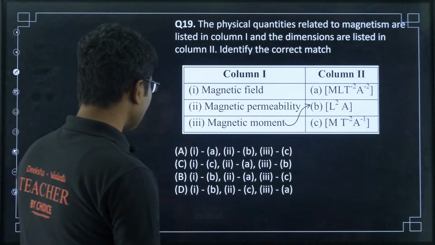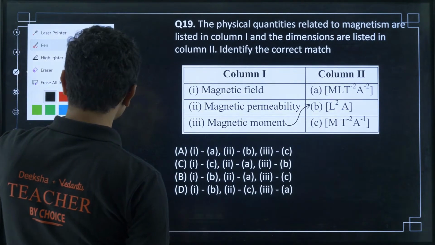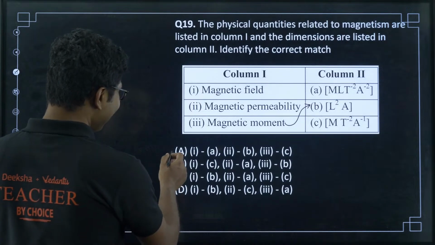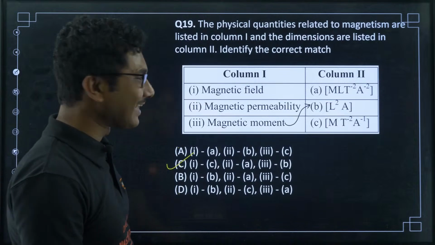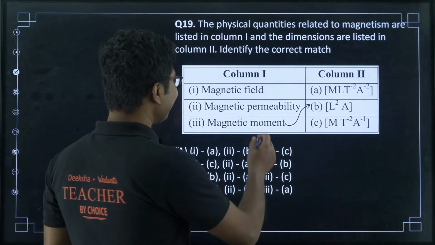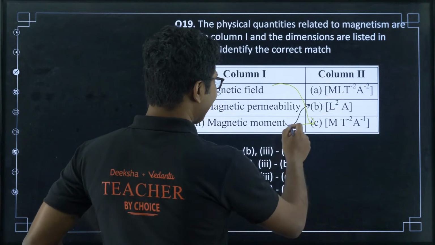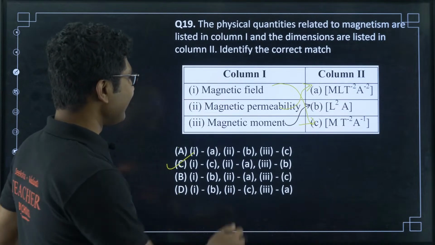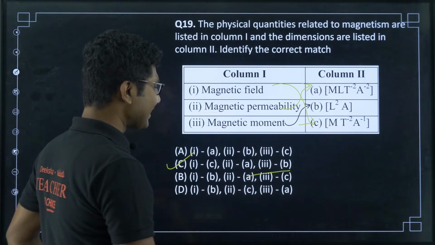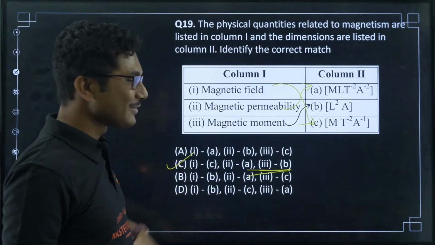19C, yes, 19. When typing this question, there was one interesting thing: ACBD happened. So yes, option C is correct. One is matching with C. This is the magnetic field. Magnetic permeability is this. And 3B, that's why I said only one is the correct answer. 3B is the only correct matching. So you don't need to check the others.